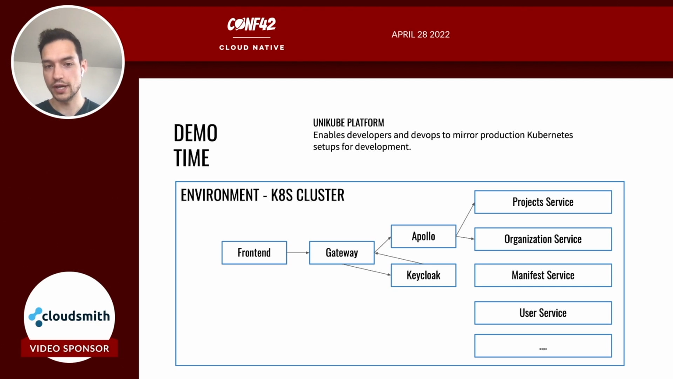And in front of all, we have, of course, the front end, which talks to a gateway, which is connected to Keycloak. Keycloak is an open identity provider which handles authentication and authorization for us. Basically, it works with JSON web tokens. If you pass authentication, your request is forwarded to Apollo. Apollo is a pretty cool thing.